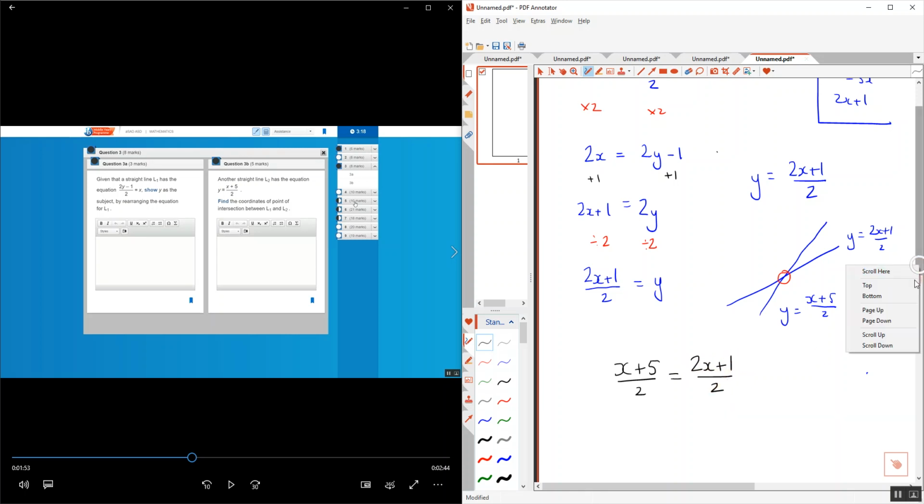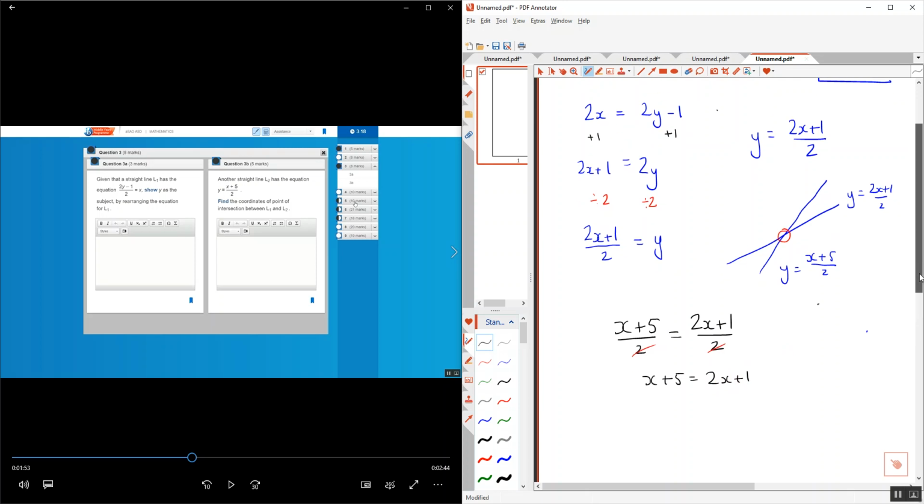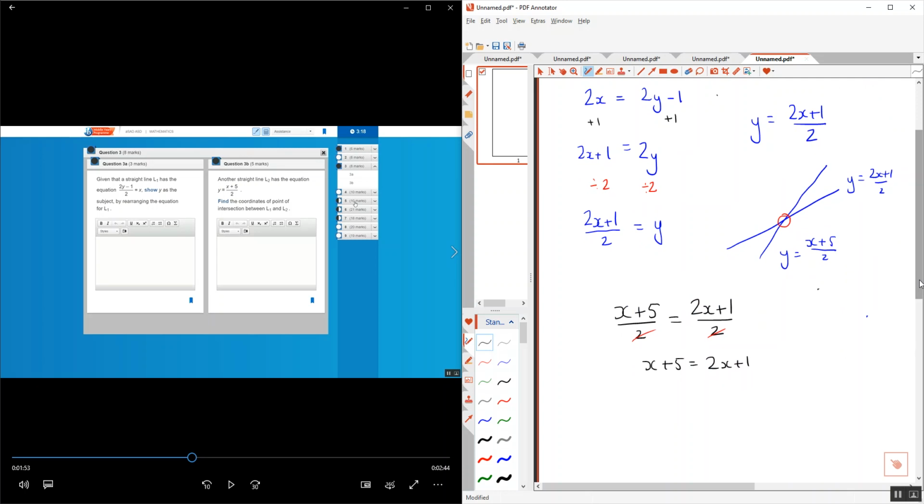Then we need to solve this for x. With the x plus 5 equation, you can cross out the 2s, because it's the same thing on the bottom. It's like multiplying both sides by 2, so I'm left with x plus 5 equals 2x plus 1. Then take away x from both sides.